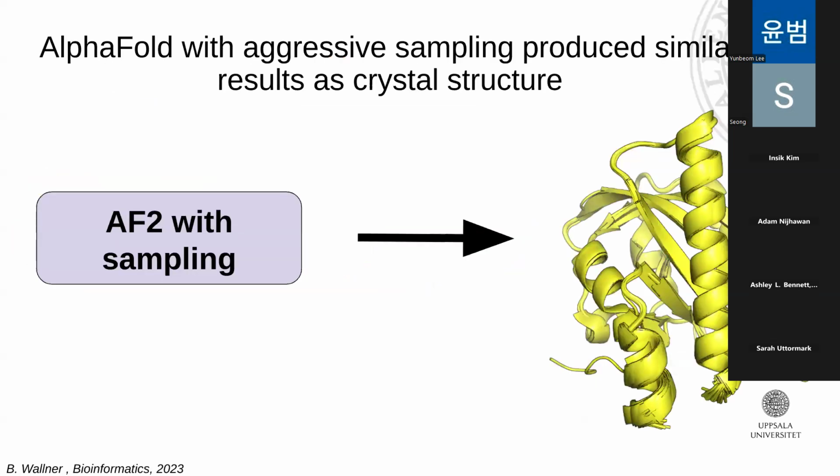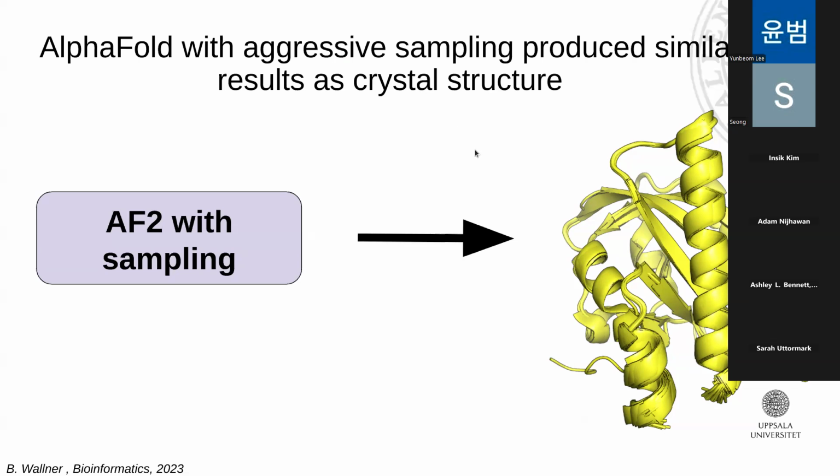First we tried out AlphaFold with aggressive sampling. Aggressive sampling in this case means that the dropout has been turned on, which enables the network to put out different kinds of structures that are more different from the end structure. When we tried this approach, we could see that we actually don't see any big difference.